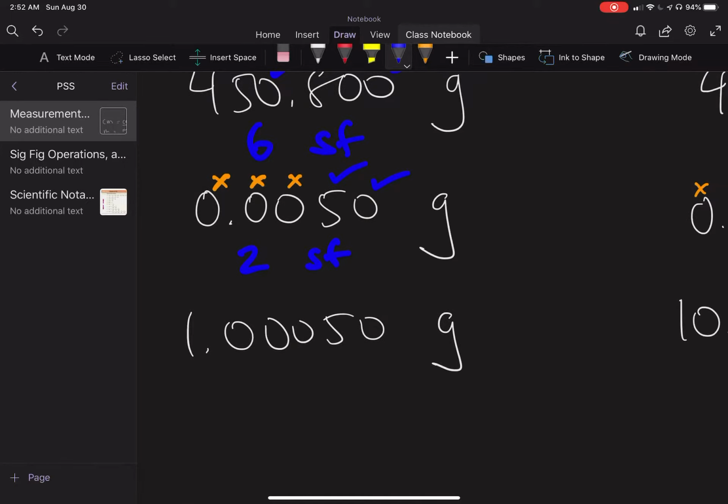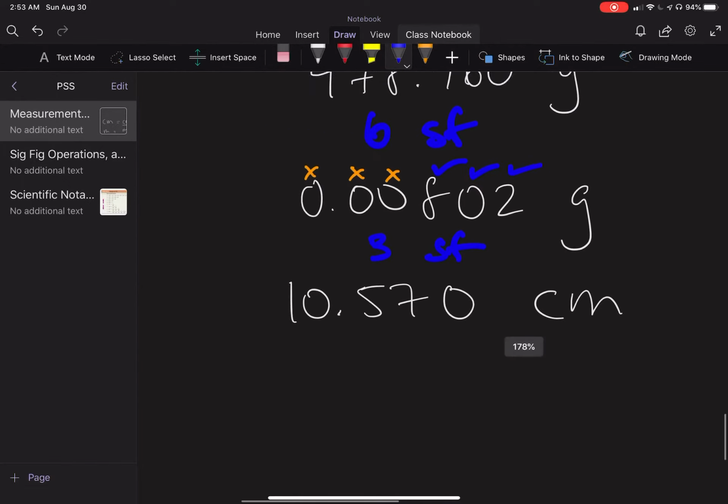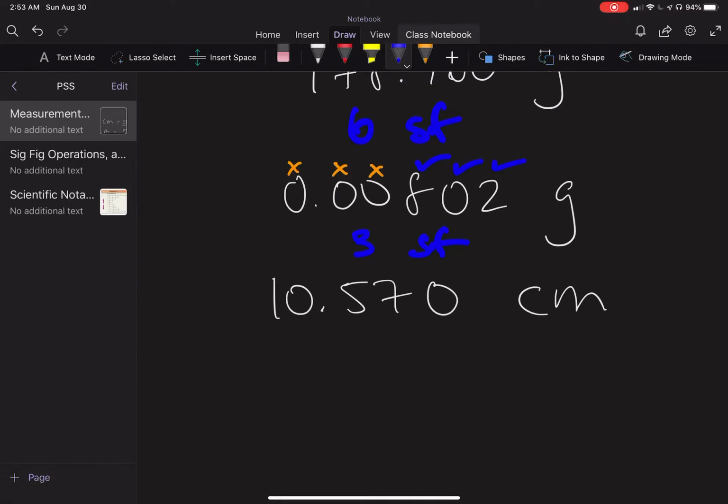So now this one, we've got a lot of sandwich zeros here. The 1 counts and the 5 counts, and then we've got 3 zeros being sandwiched, and then we have another 0 that's after the decimal, after non-zeros. So this has 6 sig figs. This one we've got a 1, a 5, and a 7, a sandwich 0, and then this 0 is appearing after the decimal, so that one also counts. 5 sig figs.